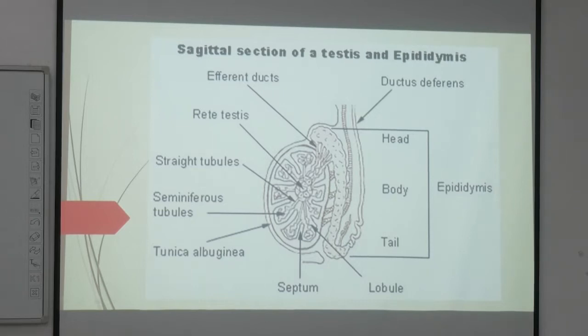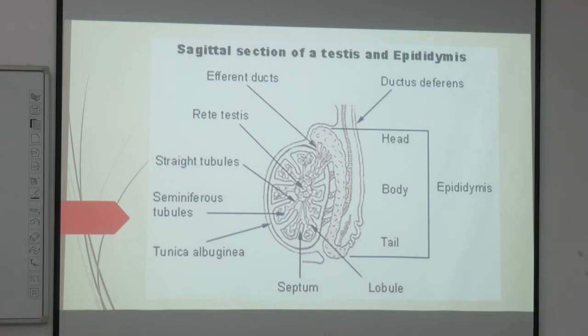Okay. After rete testis we have multiple efferent ducts coming out of the rete testis. Multiple efferent ducts, these longitudinal ducts coming out of the rete testis, and they form a conglomerate structure over here. This structure is known as the epididymis.